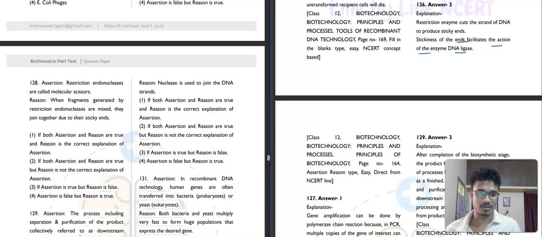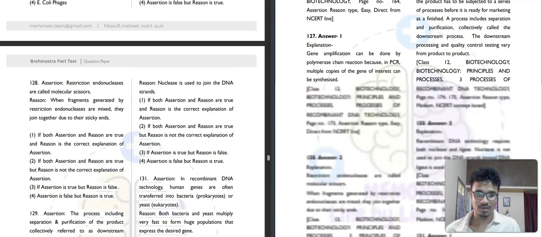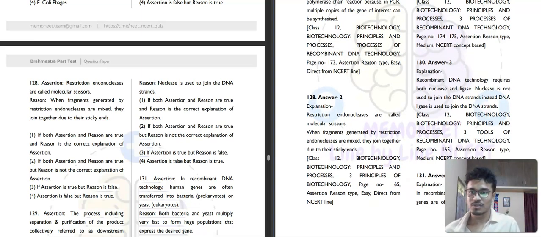Oh my god, there are so many assertion reason questions there. Okay. So assertion: restriction endonucleases are called molecular scissors, absolutely correct. Then the reason given is that when fragments generated by restriction endonuclease are mixed, they join together due to sticky ends. This is also correct, but the reason is not actually describing why they are called molecular scissors. So both are correct, but the reason is not the correct explanation of the assertion. Second option will be your correct answer.